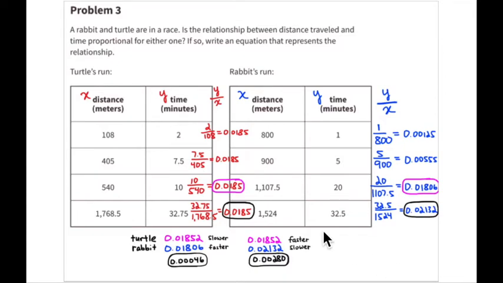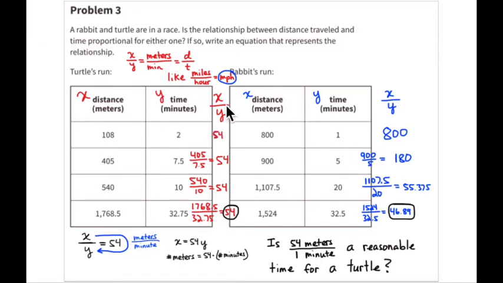So let's switch it. Instead of time per distance, maybe it's easier to look at distance per time. And that's just going to be switching and looking at the distance per time. So it's x divided by y. So now this is going to be the constant of proportionality.